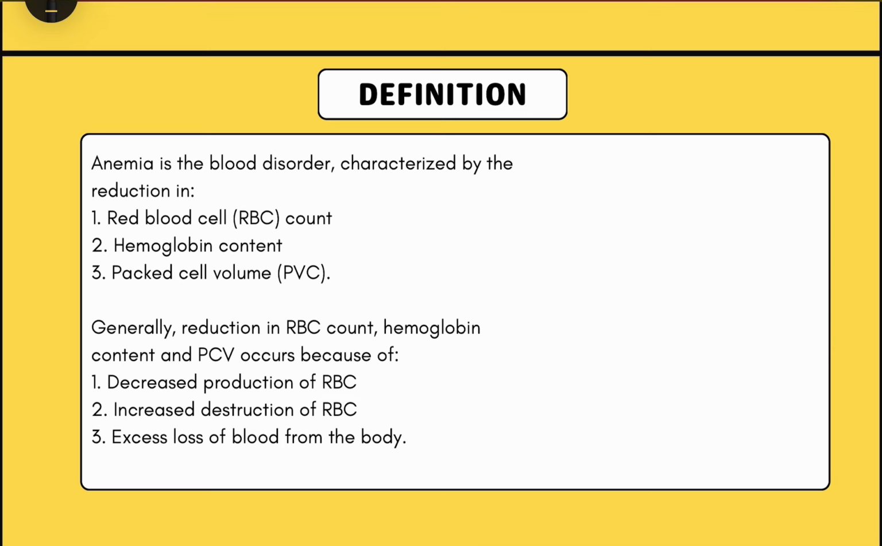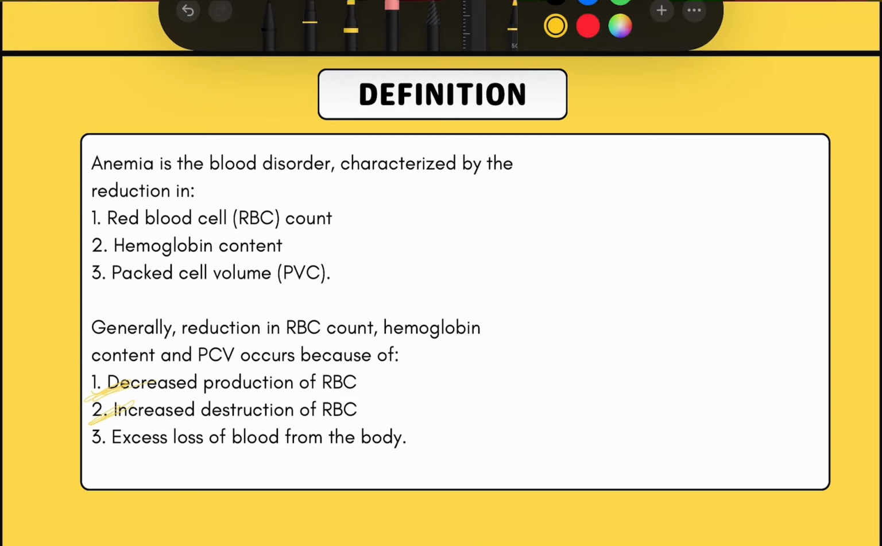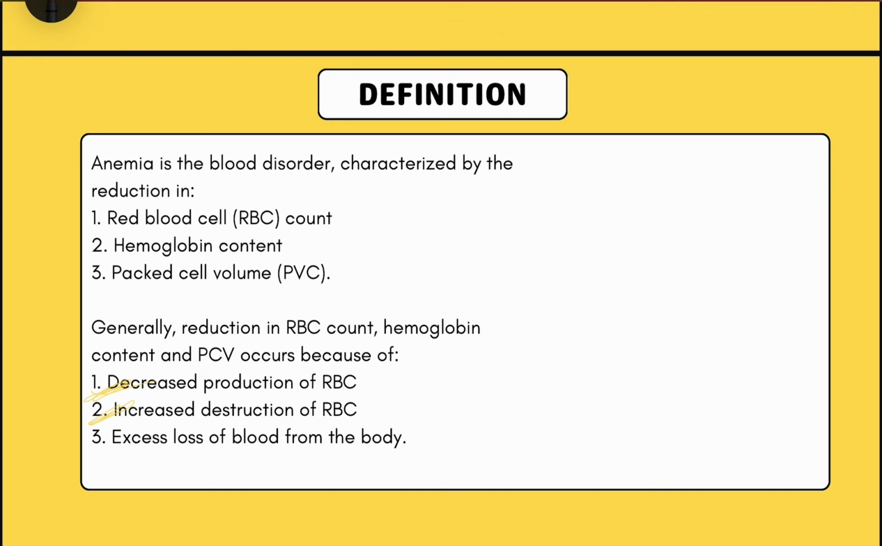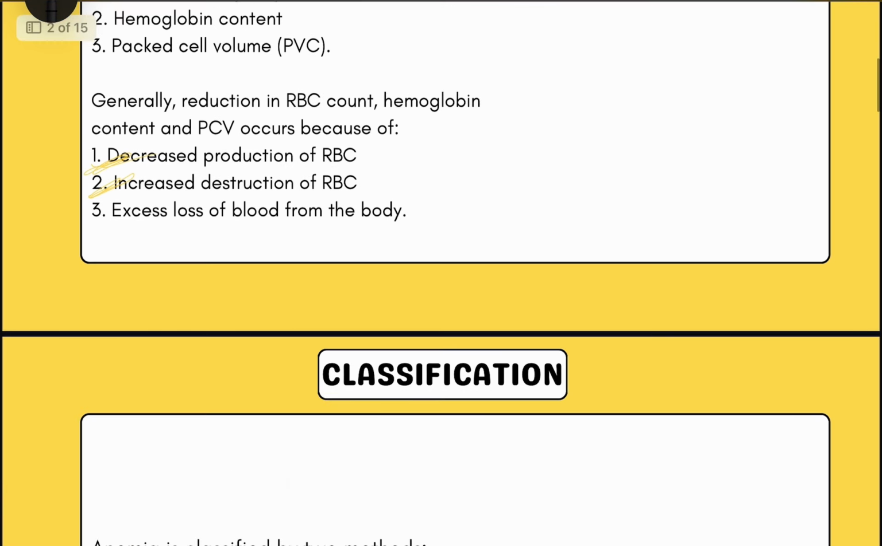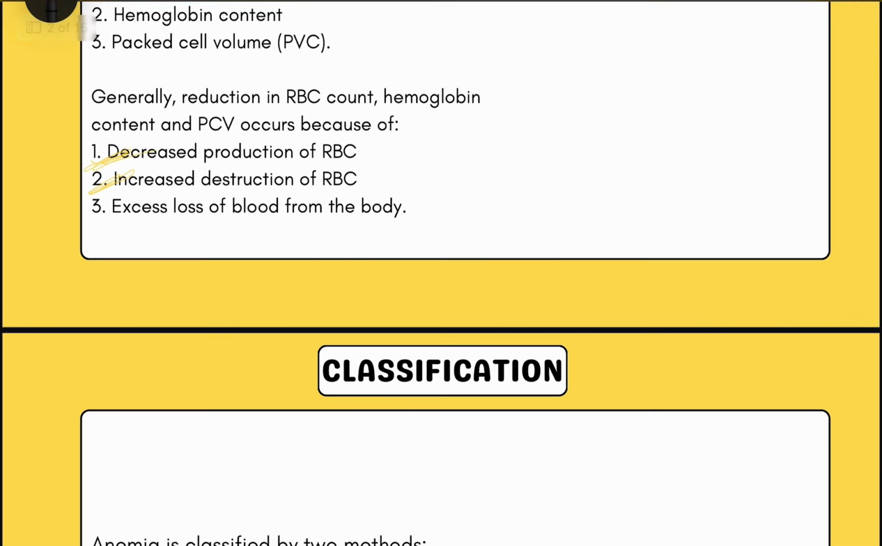And generally the reduction in RBC count, hemoglobin content and PCV occurs because of, firstly, decreased production of the RBCs, increased destruction of RBCs and excess loss of blood from the body. Now definitely if the production of the RBC is low, then the content of the RBC will be low. Again, if the destruction of the RBC is more, then again the content of RBC will be less, and the excess loss of blood, all these factors contribute to the disease called anemia.